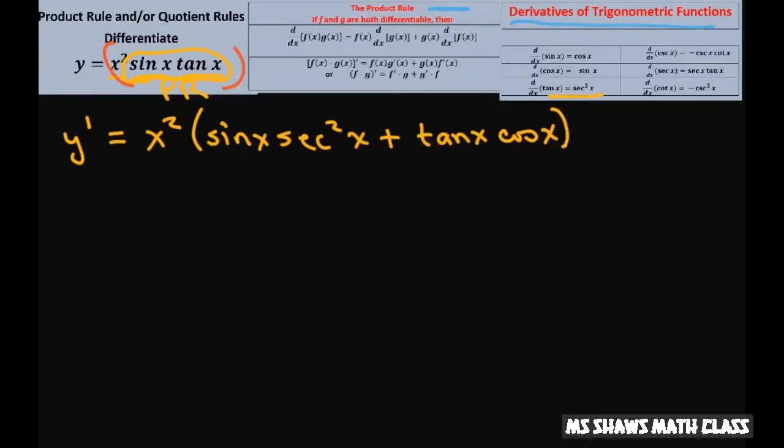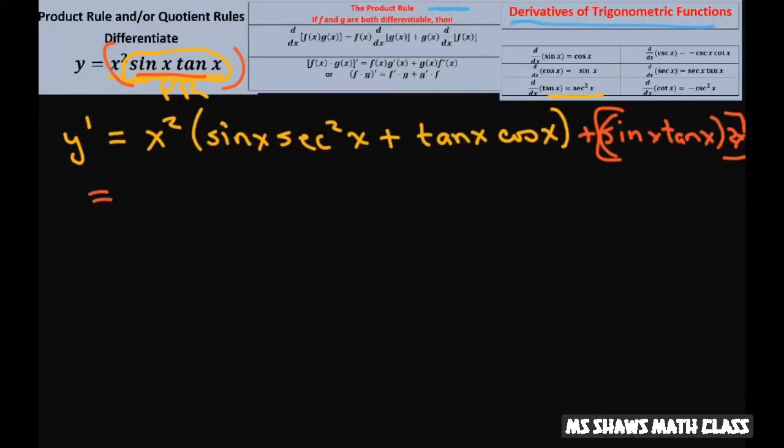So now we're just going to copy down the second part, which is sine of x, tan of x, times the derivative of x squared, which is 2x. So I'm going to squeeze that in. Now let's see what we have here.